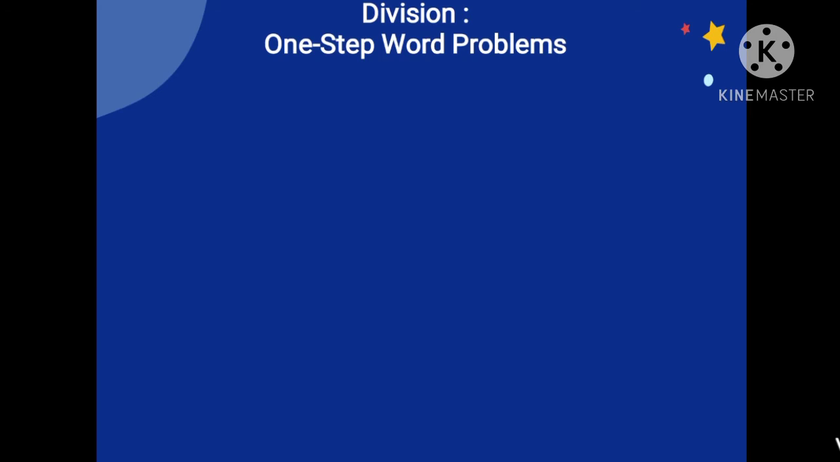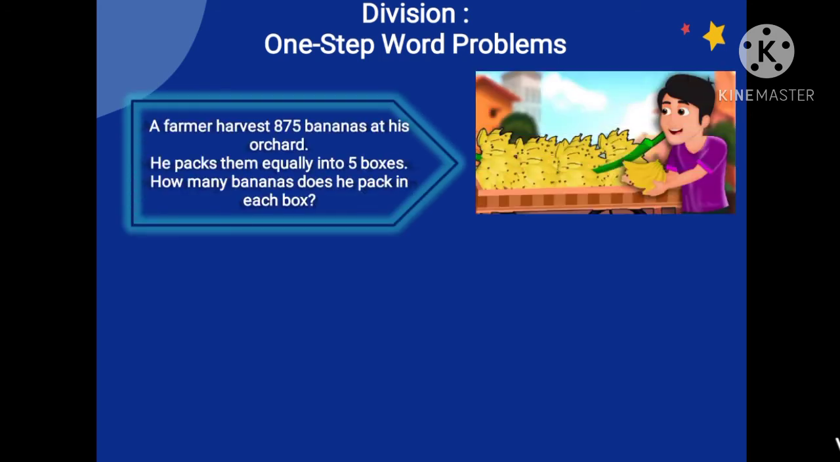Now we talk about division. One step word problem. A farmer harvests bananas at his orchard. It's a total of 875. And then he packs them equally into 5 boxes. And then the question, how many bananas does he pack in each box? Remember, if you find the clue equally, he packs them equally, he divides them equally, he shares them equally, when you find the word equally, usually that's the key for division.